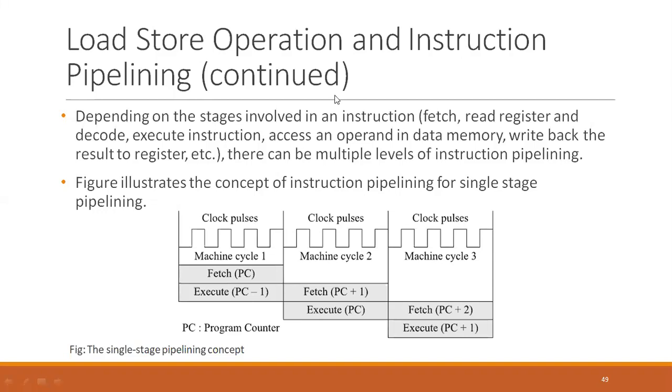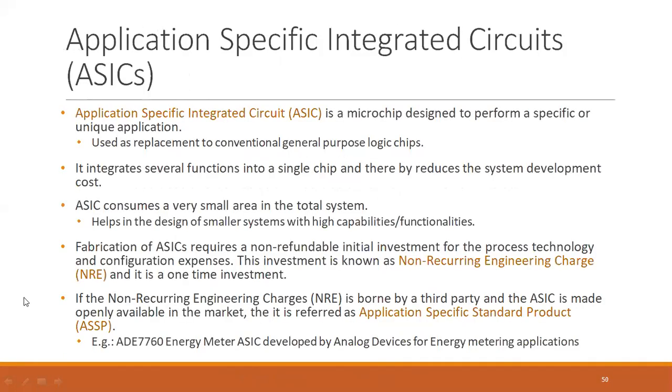Depending upon the stages involved in an instruction, there are multiple levels of instruction pipelining. Here we have only two stages, fetch and execute, so it is very simple. But if we have multiple stages, such as fetch, decode, execute, and write back, with all the different stages, then it becomes much more complex.